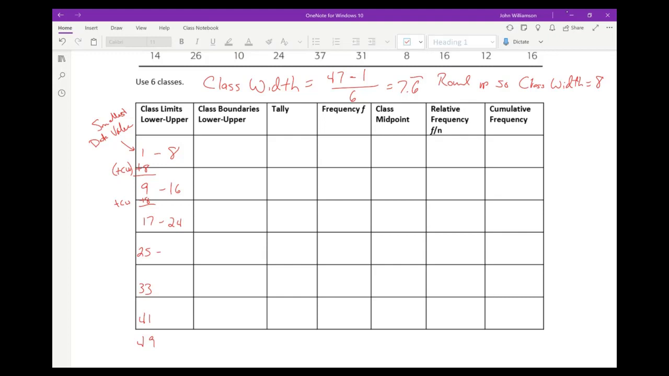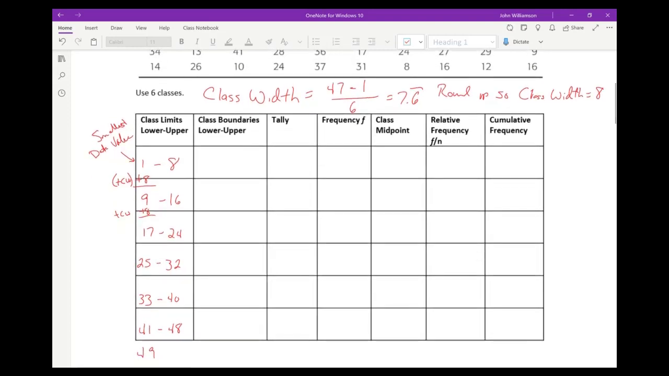24. 25 to what? 32. 33 to 40, and 41 to what? 48. So that is the reason why I went ahead and had that extra 1, right? So that now we can figure out, okay, well, if this one would be 49 if there were that class, then we have to stop this one at 48. All right. So now we don't need that extra 1 anymore. We don't care about it. It's gone. So we have our boxes. All right. So that's our class limits.